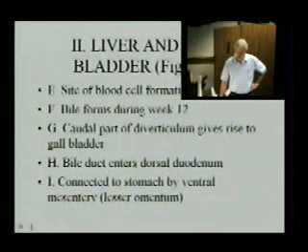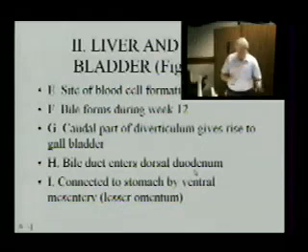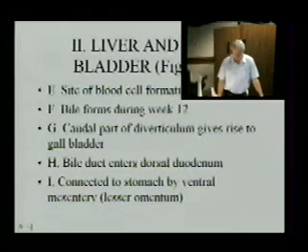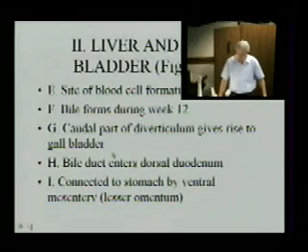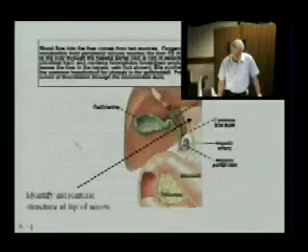The bile duct enters the dorsal duodenum because the duodenum gets twisted around. What was ventral now basically becomes dorsal because of the twisting and rotation. So the original ventral duodenum becomes posterior ultimately, connected to the stomach by the ventral mesentery.